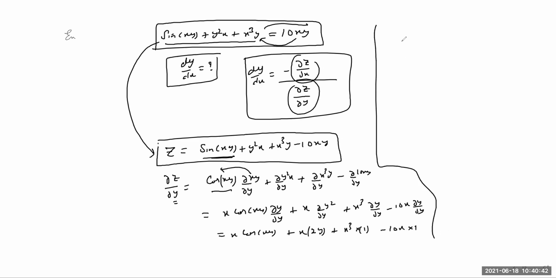Similarly, I hope you can do the other part. So to find del z by del x, what can you do? You will write del by del x of sine xy, but first you have to use the chain rule. So now you can do it further. Y cos xy, but the minus sign will also come. Yes, we have this.